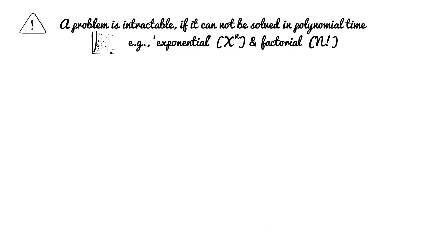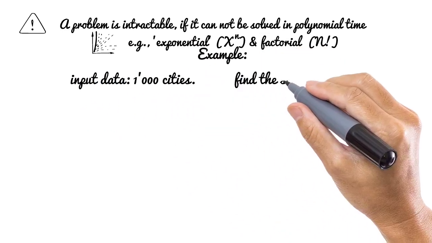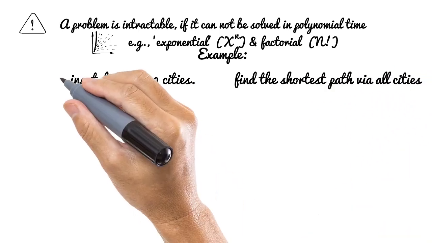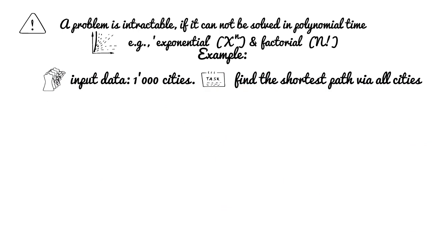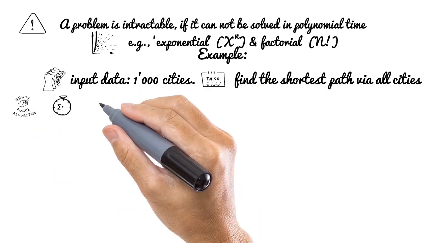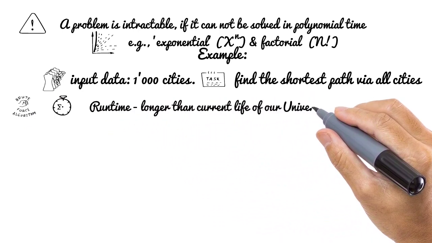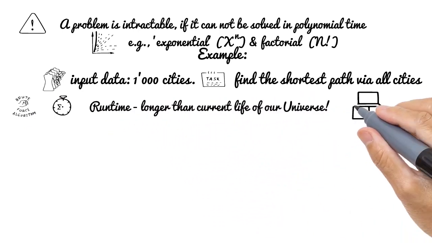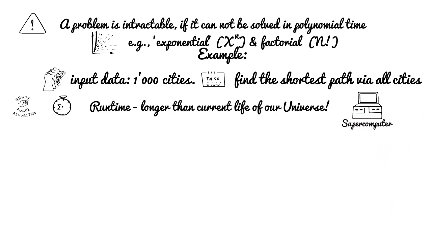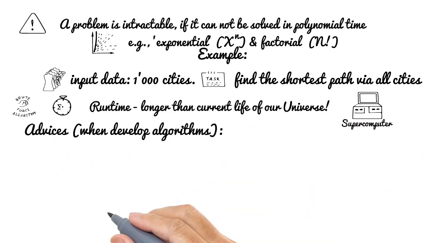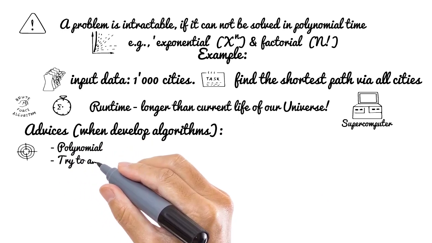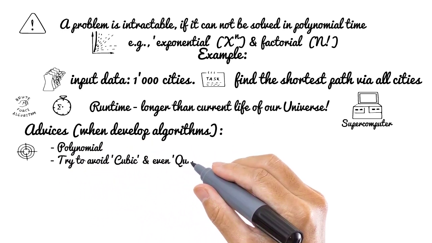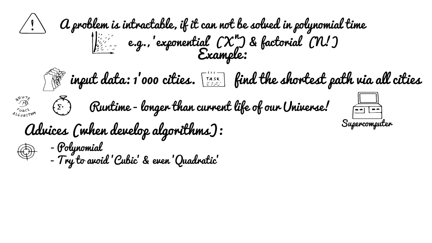To clarify with an example, what does it mean to be intractable? If you have 1,000 cities and need to find the exact shortest path for a salesperson to visit all these cities using a brute force approach, the algorithm will take longer than the current life of our universe to be executed on any supercomputer. No jokes. So when developing an algorithm, our goal is to have a polynomial. Among polynomial, try to avoid inefficient cubic order of growth and even quadratic if possible.